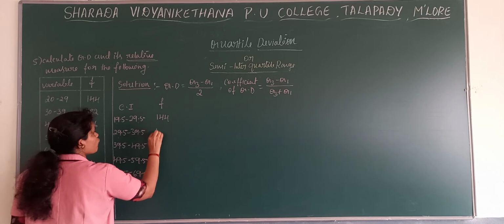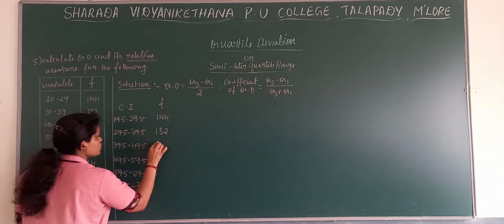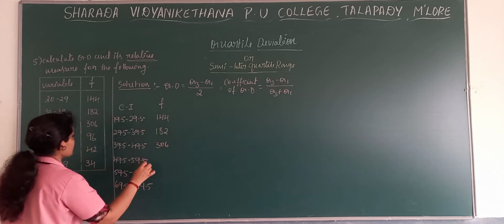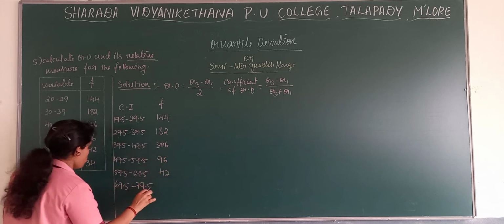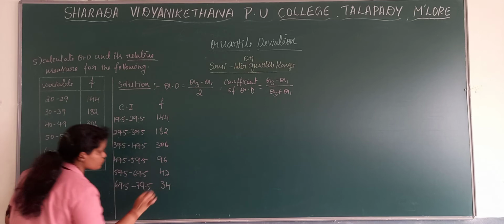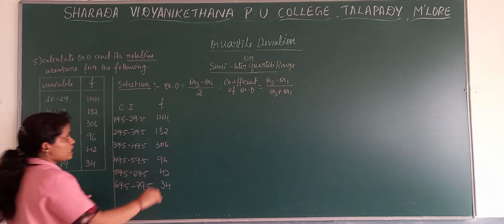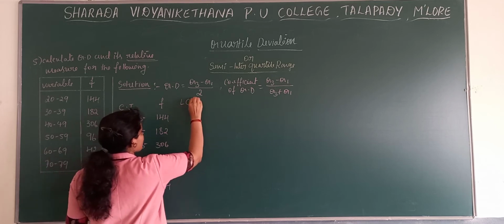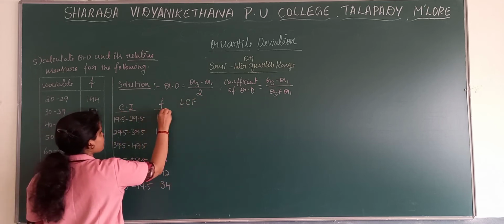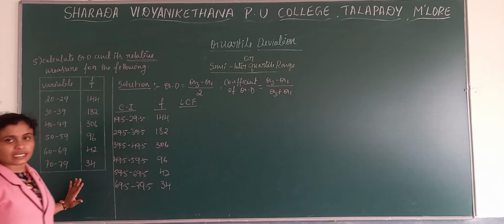144, 182, 306, 96, 42, and last one it is 34. Next we find out their LCM. Find out LCM, class interval, frequencies and LCM.